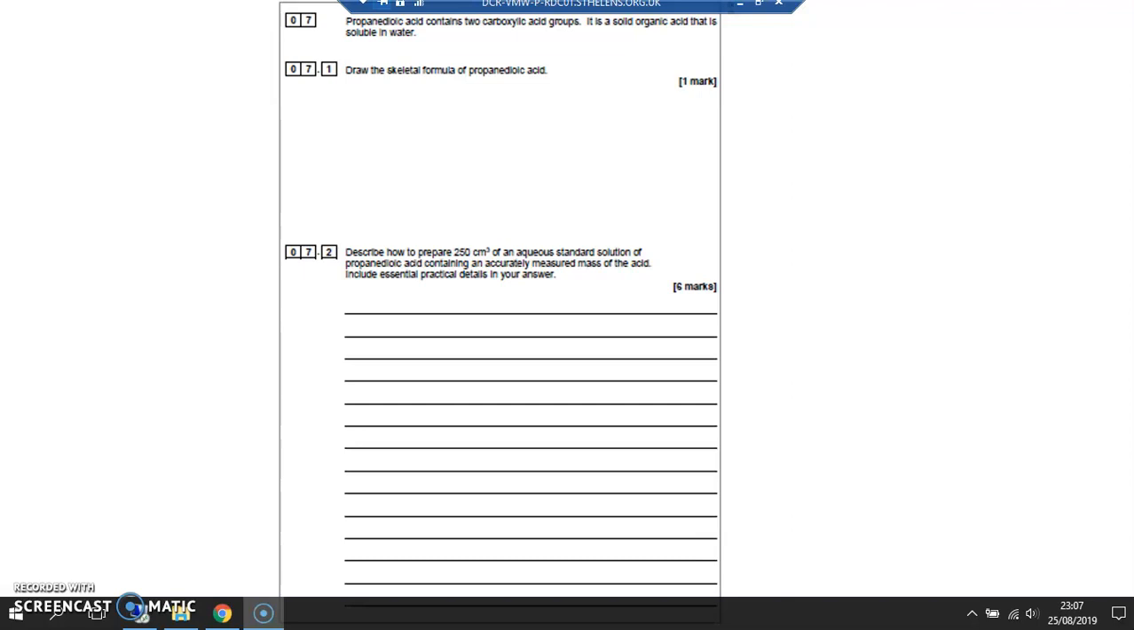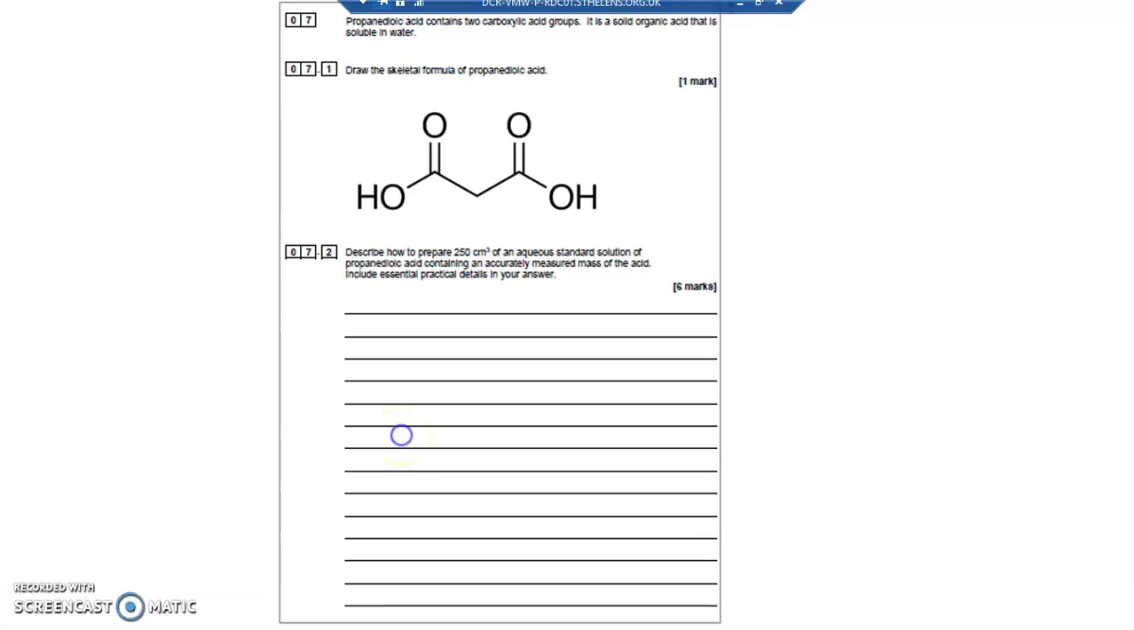Draw the skeletal form of the propane dioic acid. So for skeletal form, you're going to draw dots or corners on a line for carbons, and you're not going to draw any H's, any C to H's. Any C to H's, you leave the H's off. You have to draw the H's on the OH to show that it's an OH and not just an O.